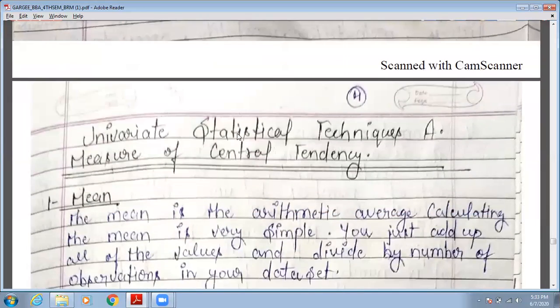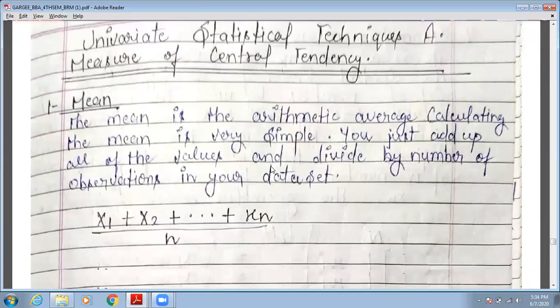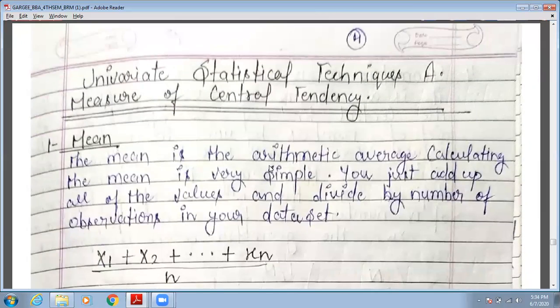Now, for univariate analysis we have different kinds of statistical techniques. For bivariate also we have different kinds of statistical techniques. So first we will discuss univariate statistical techniques. The first univariate statistical technique is measures of central tendency. To measure the central tendency, we have five kinds of techniques.